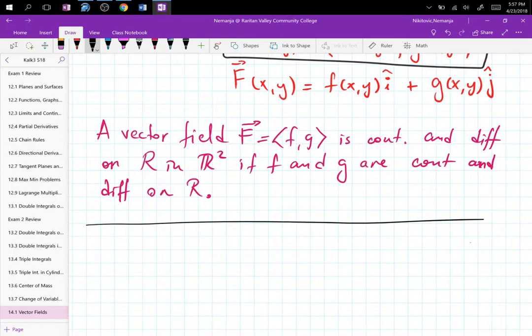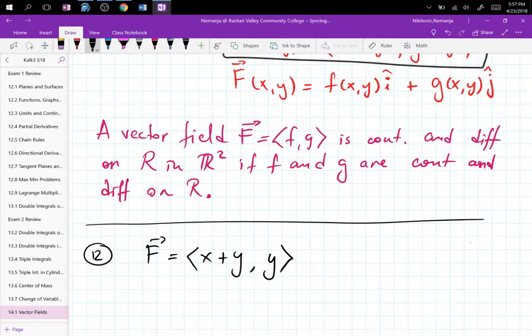So they gave you a few of the vector fields in 2D, an example in the text, and now I'm going to work out 2 different examples from the homework so you guys can see. So let's start with problem number 12. The vector field is given as x plus y, comma, y.